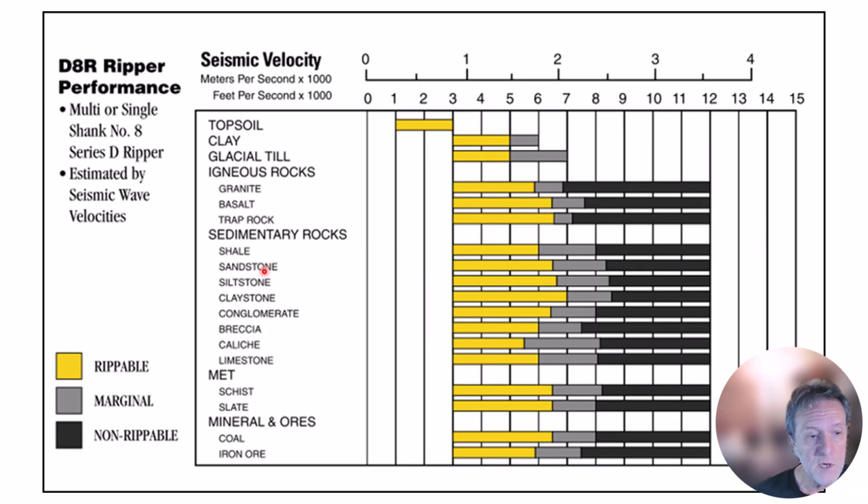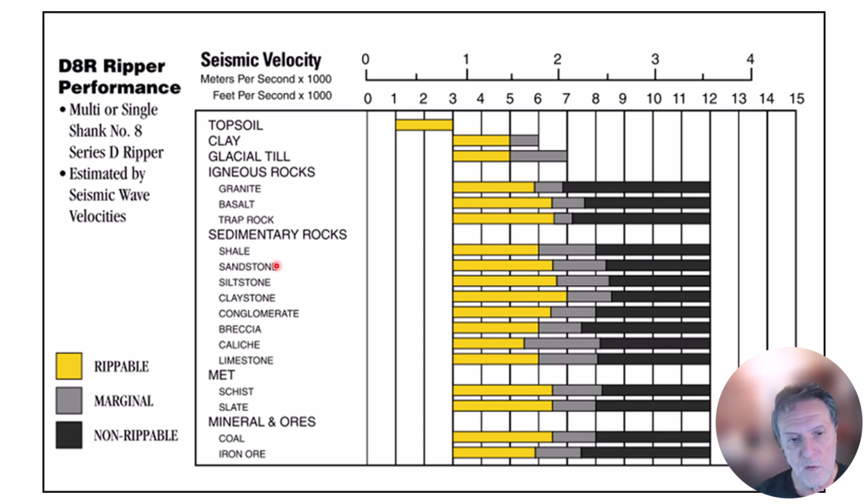So this is a useful chart. The yellow color is rippable material, means you can rip it with a dozer, D8, D9, whatever. Marginal is the gray, and then non-rippable is the black zone. So anything that's above this velocity, this is meters per second, feet per second. So anything above 7,000 feet per second is in the blast zone, more or less.